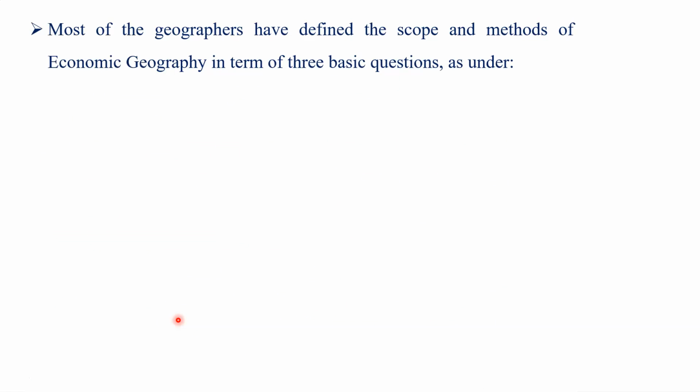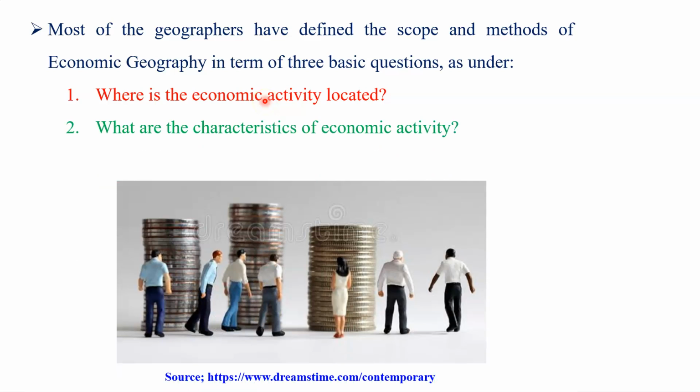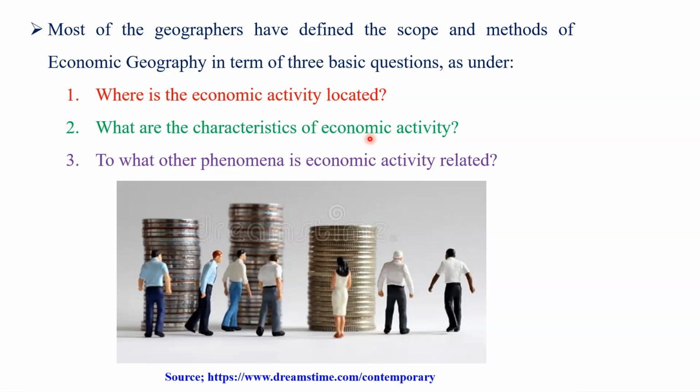Dear students, most geographers have defined the scope and method of economic geography in terms of three basic questions. The first question is, where is economic activity located? It may be primary, secondary or tertiary activity, or quaternary or quinary activity. The location is very important. The second question is, what are the characteristics of that economic activity? And the last one is, to what other phenomena is the economic activity related?